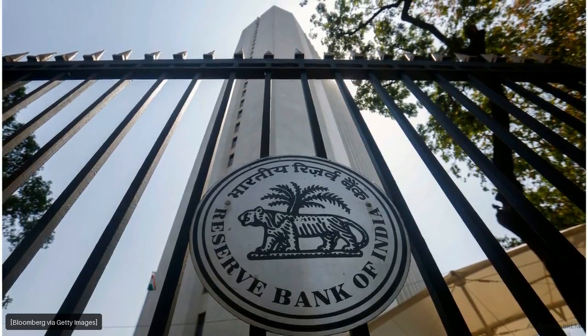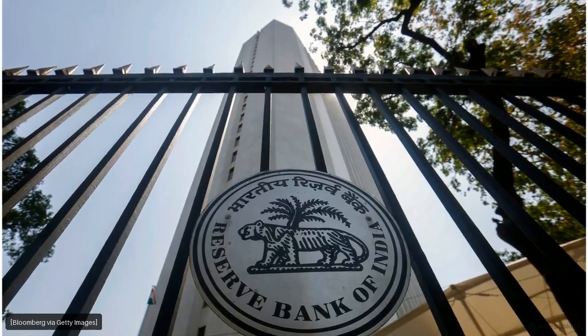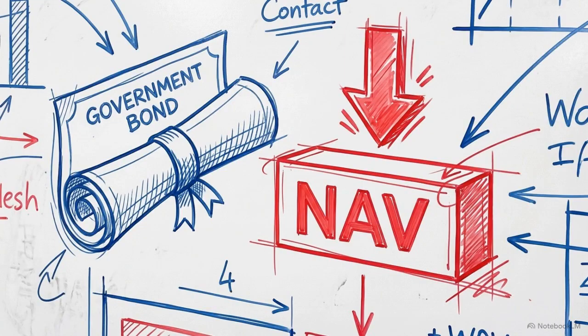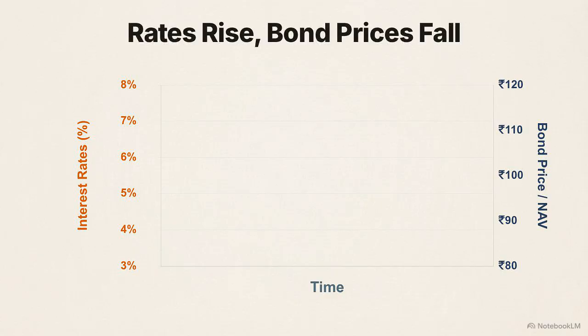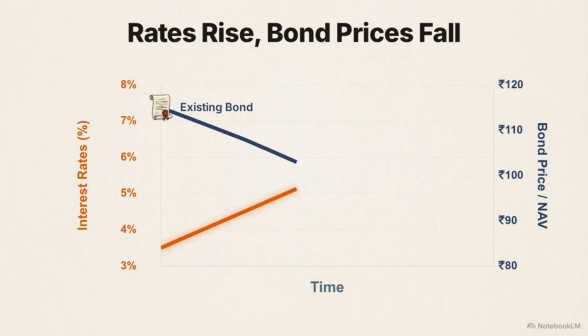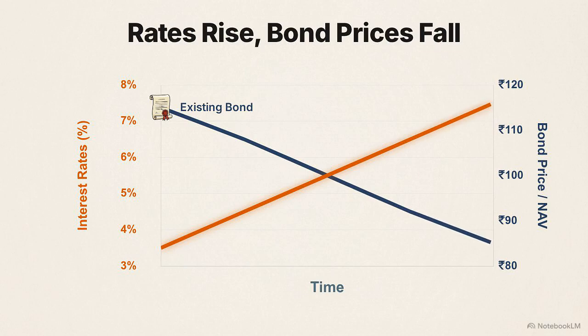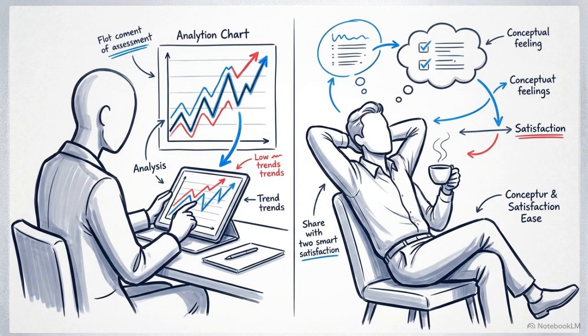Consider this scenario. The central bank suddenly announces an increase in interest rates. What happens to the NAV of an existing long-duration debt scheme in this situation? The NAV decreases. This animation illustrates the core financial logic. When new interest rates rise, the fixed yields on existing bonds become less attractive. The price of those existing bonds must fall to remain competitive, pulling the fund's NAV down with them. Understanding this inverse relationship allows a mutual fund distributor to manage client expectations regarding daily NAV volatility.